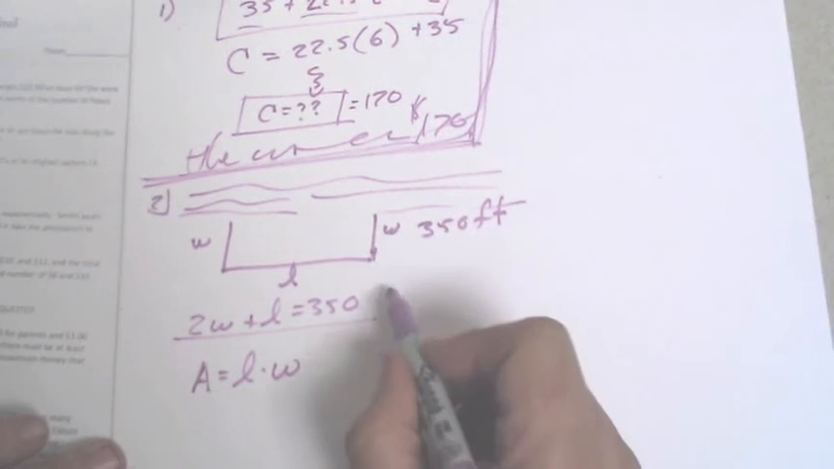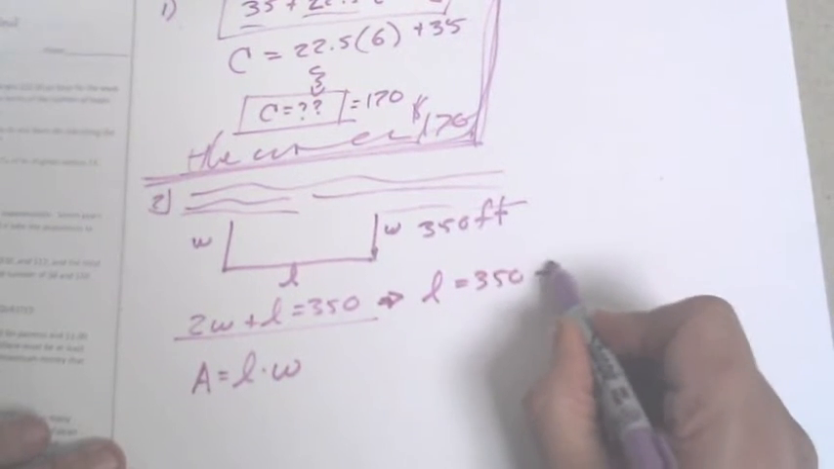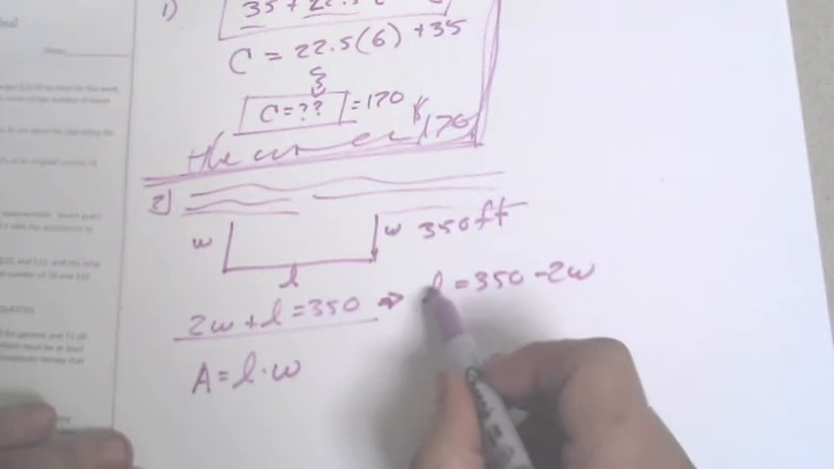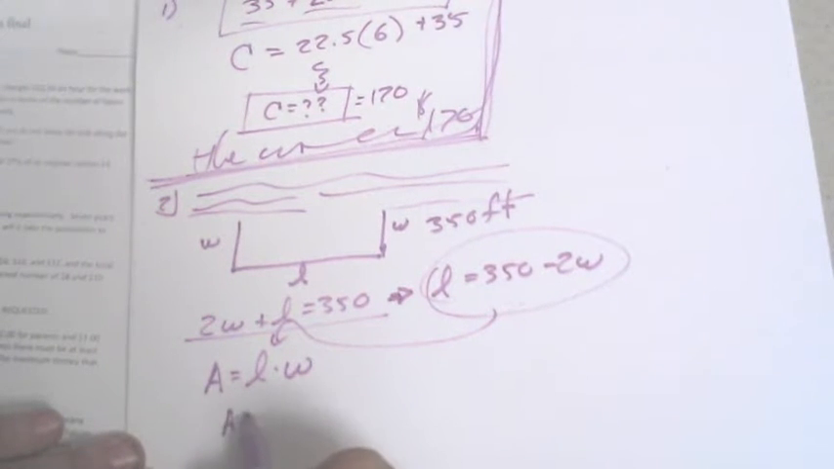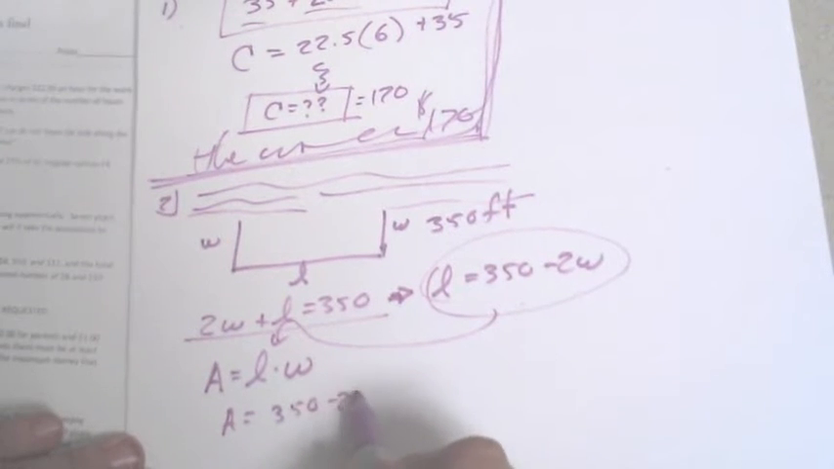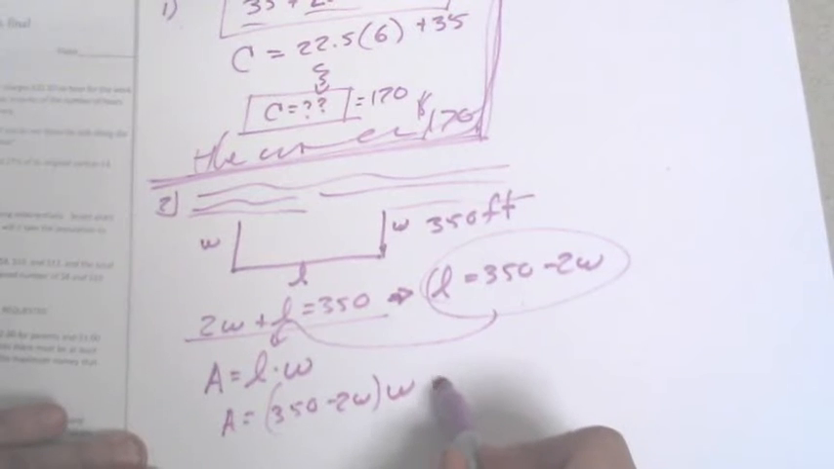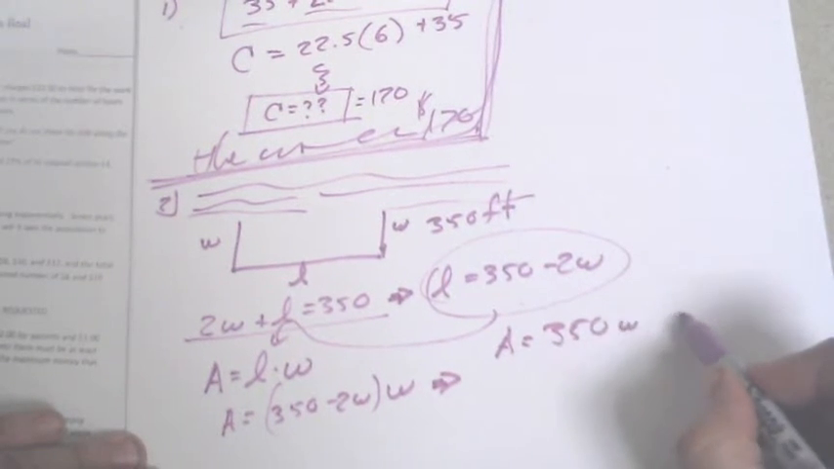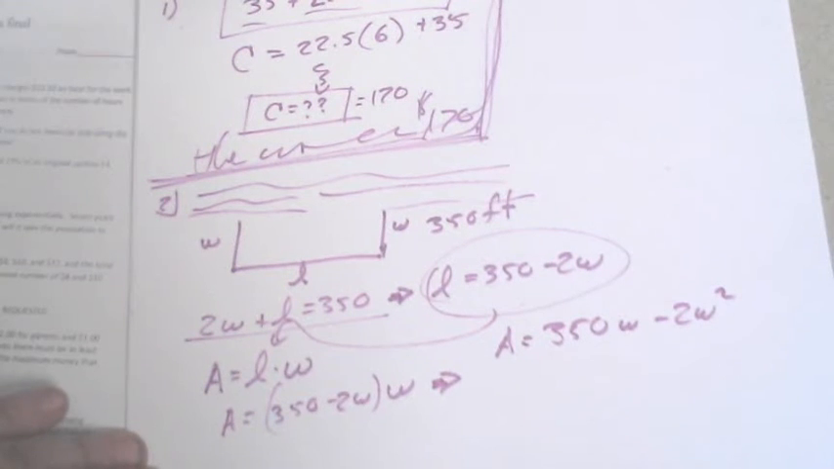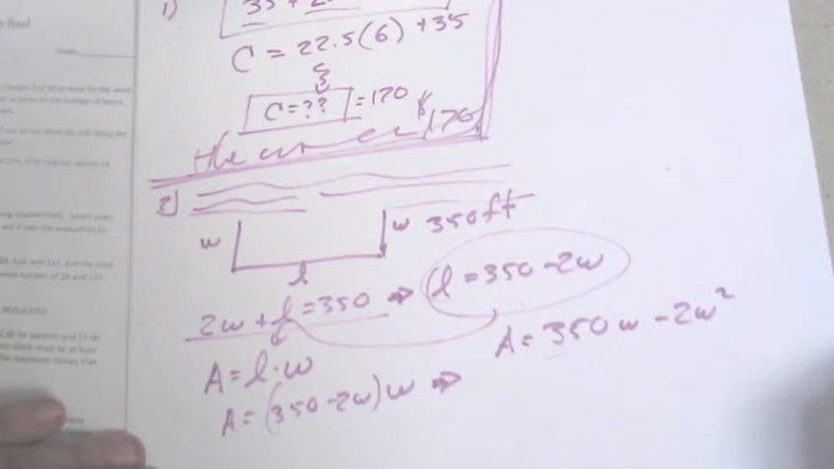Well, if this relationship must stand, we could certainly say that the length is equal to 350 minus the 2W. So this is what L stands for, so I can put that in for L. Your area is going to be equal to 350 minus 2W times W. A little distribution will tell you that your area has to be 350W minus 2W squared. This is now a quadratic. Its constant term is 0. Usually they have a constant term, but the W squared says this has to be a quadratic.